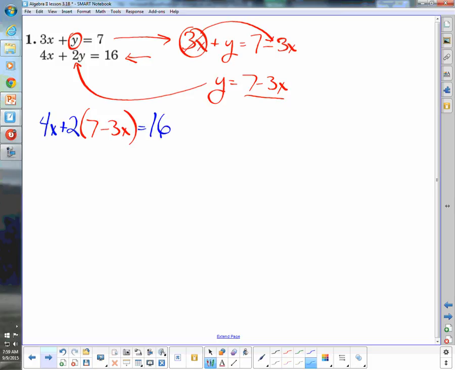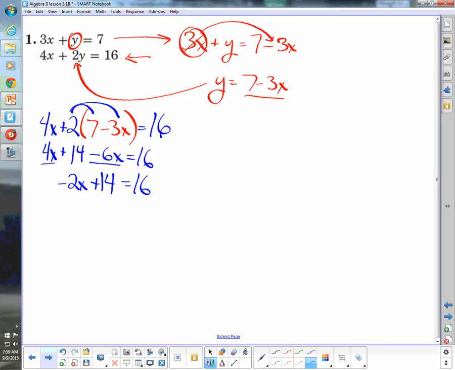I'm going to go ahead and simplify this equation. 4x, I'm going to distribute my 2 to the 7. That's 14. I'm going to distribute my 2 to the negative 3x. That's minus 6x equals 16. I'm going to combine my like terms of 4x minus 6x. That's negative 2x plus 14 equals 16.